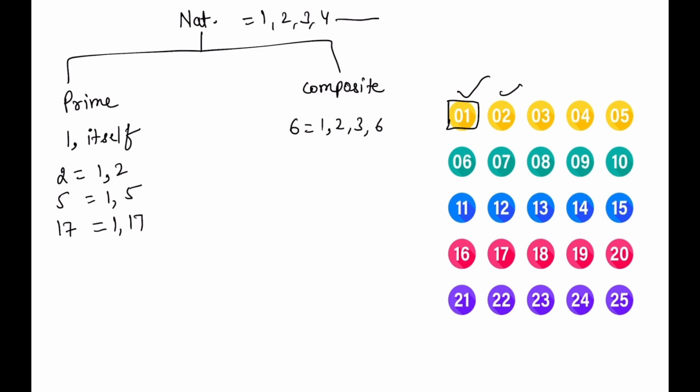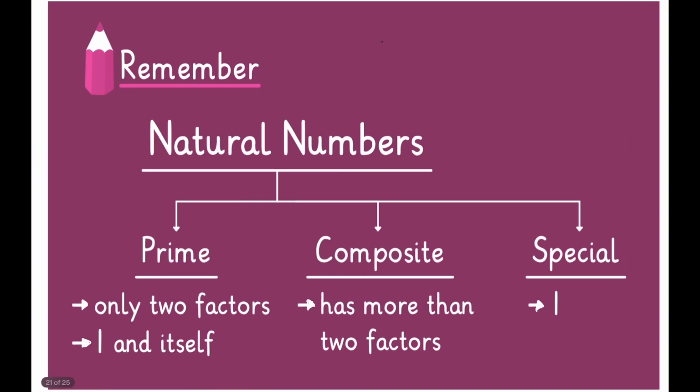So we can identify which is prime or composite. 2 is prime, 3 is prime, 5, 7, 11, 13, 17, 19, 23. All these numbers are prime, and other than that are composite numbers because other numbers have more than two factors. Remember, natural numbers can be divided into prime, composite and a special type. We have already understood this.